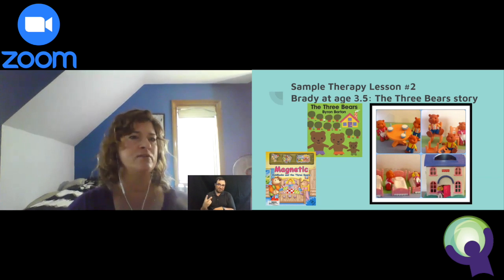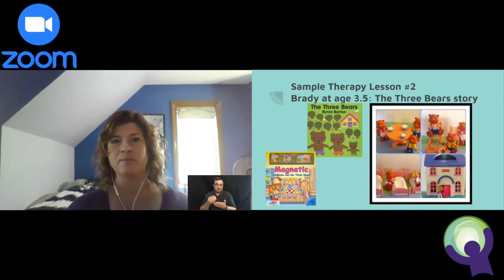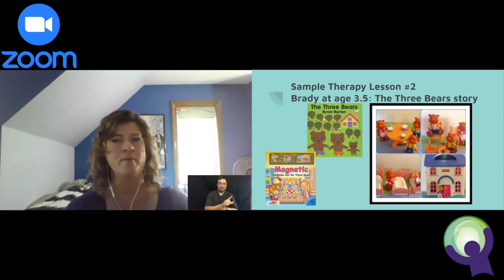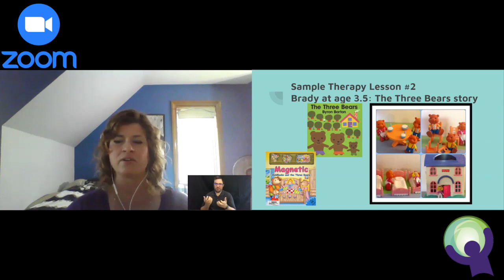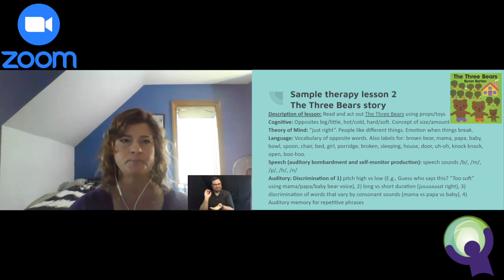You can use books, you can use all sorts of tools that you have on hand. Again, don't buy anything new. You could probably check the book out from the library, and the family probably has things on hand. You might have stuffed animals. You certainly have bowls and chairs. You can figure out how to make this activity into something fun.